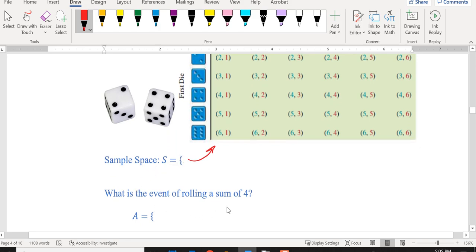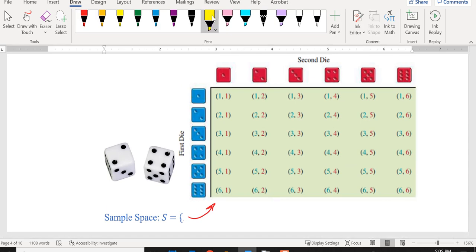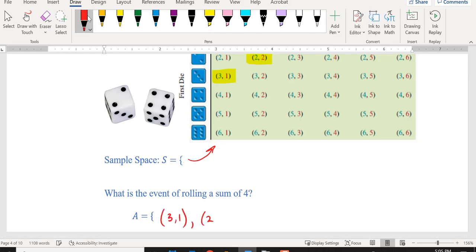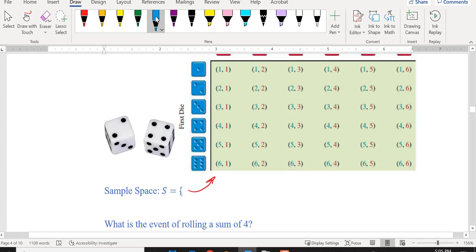Okay, what is the event of rolling a sum of 4? Up here, which ones add up to 4? 1 plus 3, and then you also have 3 plus 1, and 2 plus 2. I think that's it. So a sum of 4, that event would be (3, 1), (2, 2), and (1, 3).